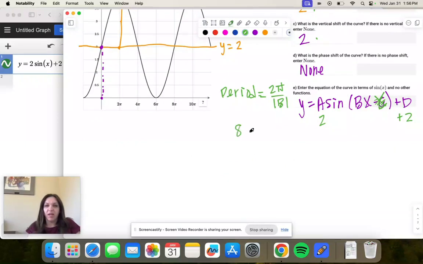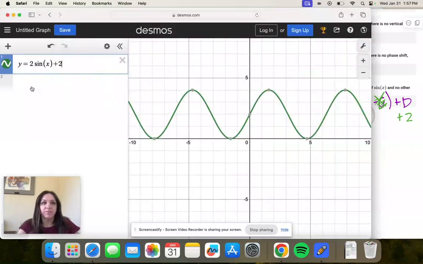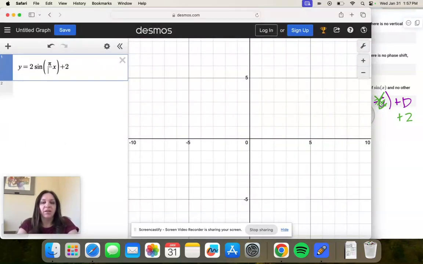If the 8, 2 pi, and I'm going to make b positive because we have a positive slope going left to right. We're leading with a positive slope. So times both sides by b. So I have b times 8 equals 2 pi. To get b by itself, we divide by 8. 2 over 8 reduces to 1/4, so pi fourths will be our b.